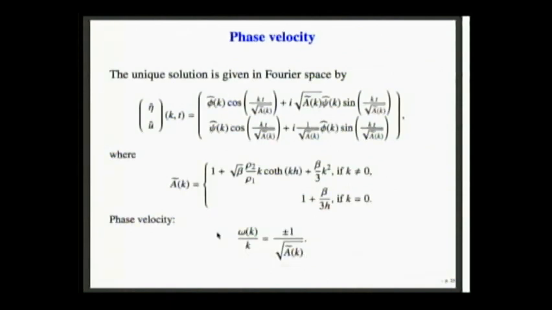Since it is linear, we have the solution expressed in Fourier space by this matrix multiplication, in which the dispersion is important. This is the phase velocity. This quantity here accounts for the different phase velocities for each wave number.